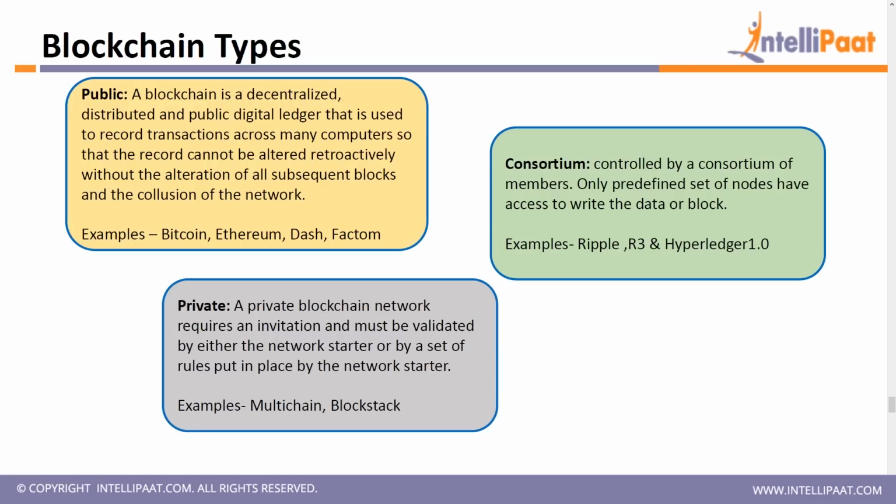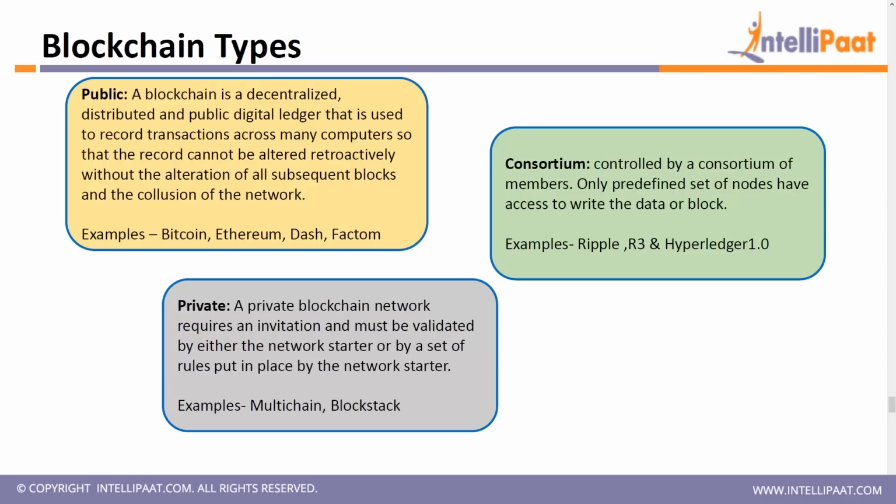Obviously, the consensus mechanism will be there in order to validate the newly created blocks, and before committing them, they should be validated. Second type is private blockchain. As the name suggests, these are private blockchain networks that require an invitation and must be validated by either the network starter or by a set of rules put in place by the network starter. So they have well organized algorithms written so that whenever a new joiner comes to the blockchain network, they are validated, they are given certain access that is again restricted, and they need to perform their transactions accordingly. Examples: MultiChain and Blockstack. These are certain examples of private blockchain networks.